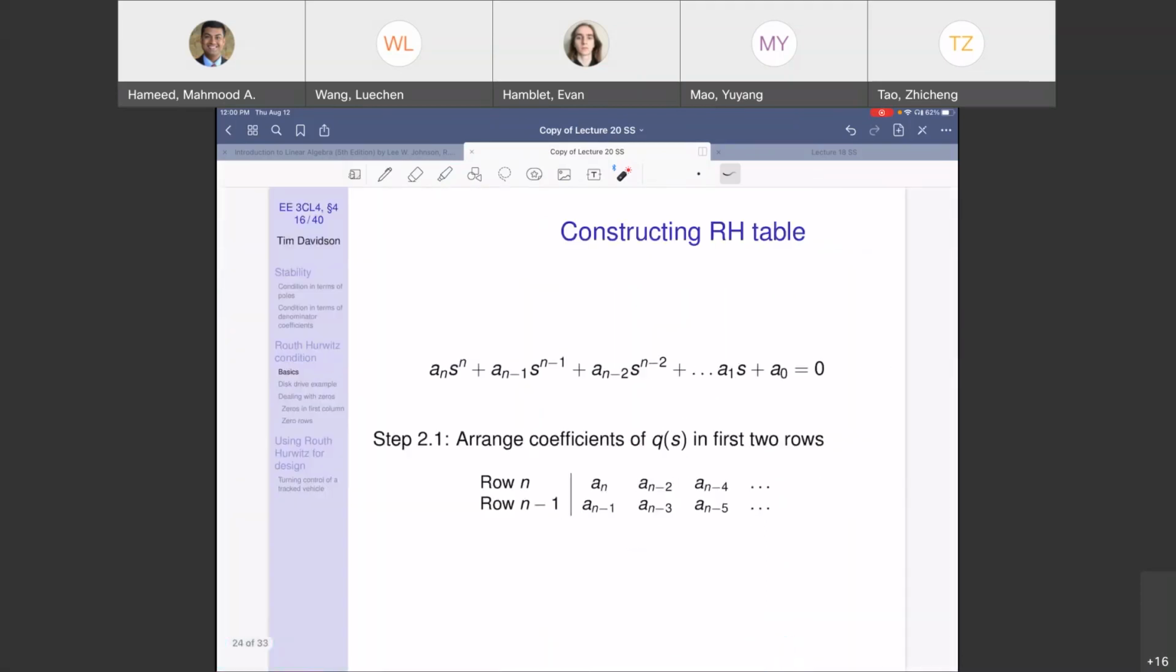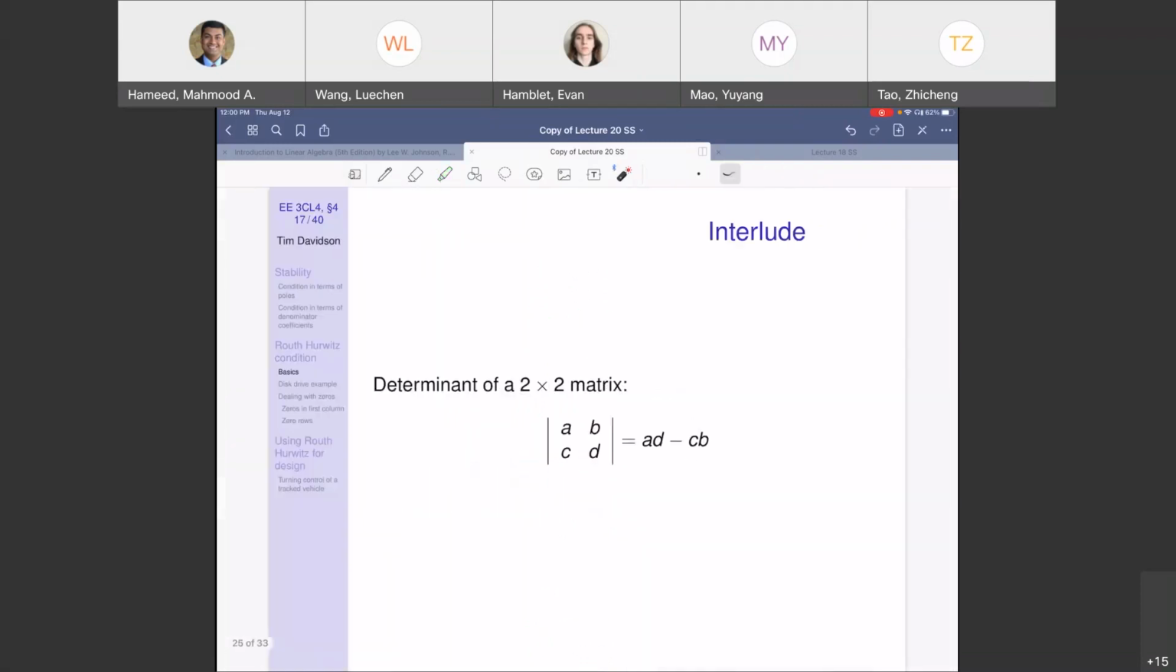Next. All right, so we are starting simple here. Polynomial, find the first row. So for the first row, you have this guy, and so on. And then for the second row, you have every other one. Once you find the first two rows, then you start using the determinant of the matrix. Determinant of the 2 by 2 matrix is AB minus CD.